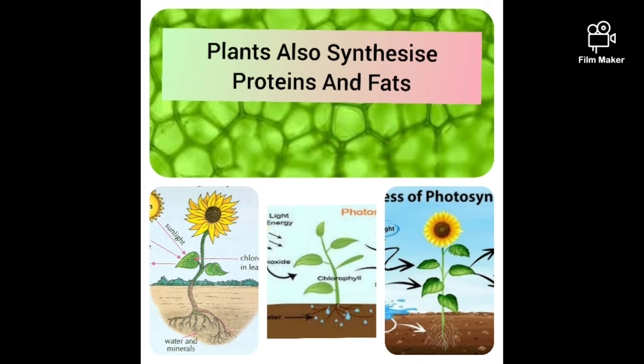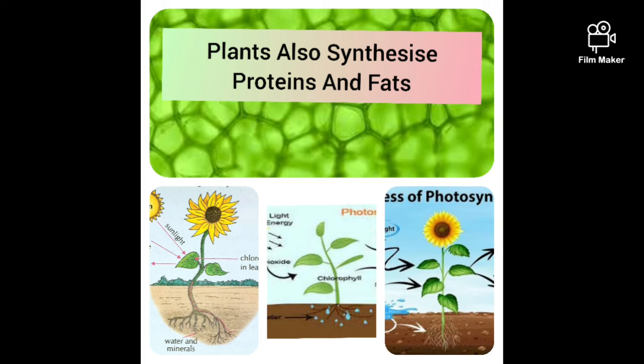Plants also synthesize proteins and fats. We have just learned that plants synthesize carbohydrates through the process of photosynthesis. Plants can also synthesize other components of food such as proteins and fats. Proteins are substances which contain nitrogen. From where do the plants obtain nitrogen?